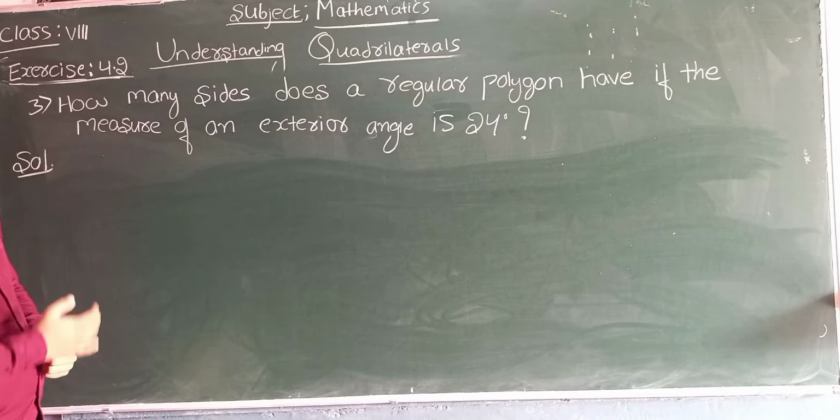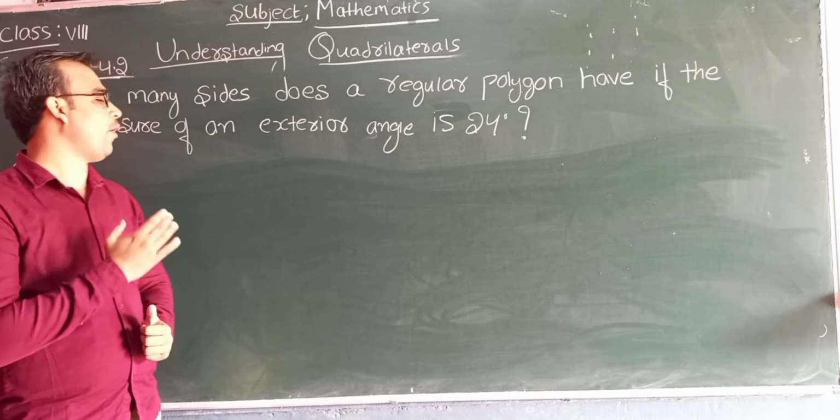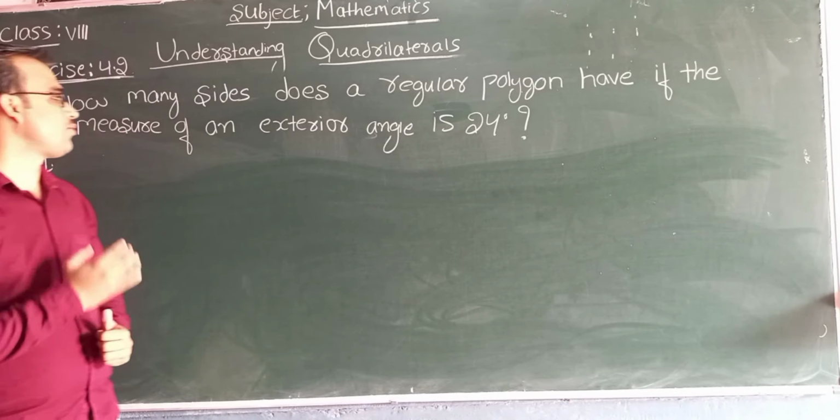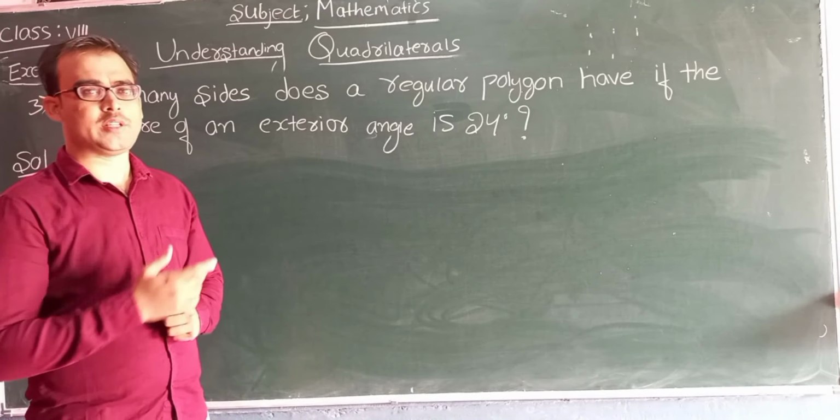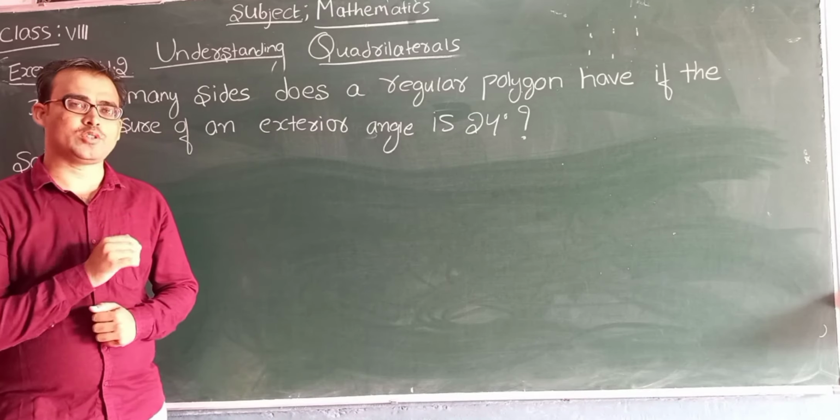What they have given: how many sides does a regular polygon have if the measure of an exterior angle is 24 degree? Students, here what they have asked, they have told that the exterior angle of a polygon is 24 degree.